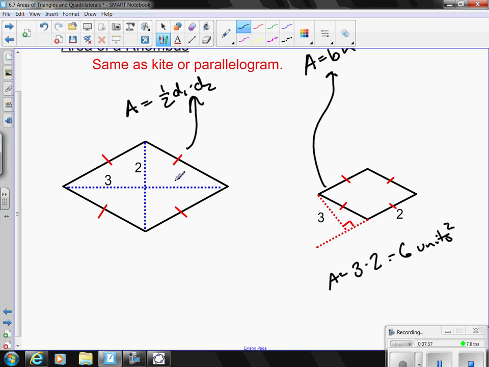Now if this is 3, and this is 2, how do I know that? Well, the diagonals of a parallelogram bisect each other. So I'm going to say 1/2 diagonal, the vertical diagonal is 4, the horizontal diagonal is 6. This is going to tell me my area. Half of 4 is 2, 2 times 6 is 12 units squared.